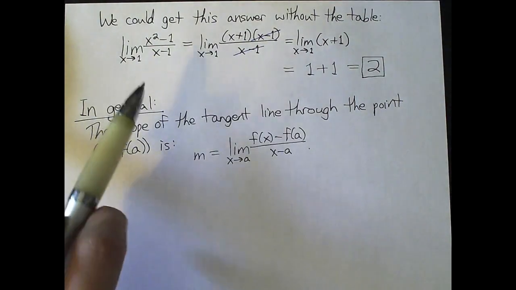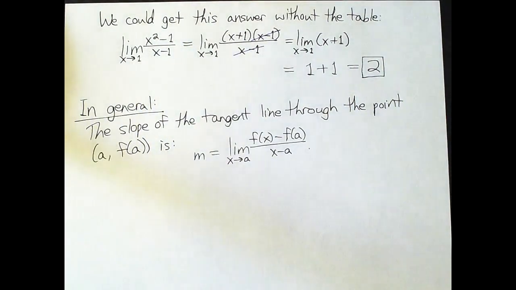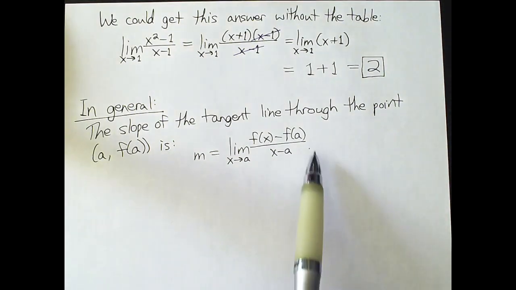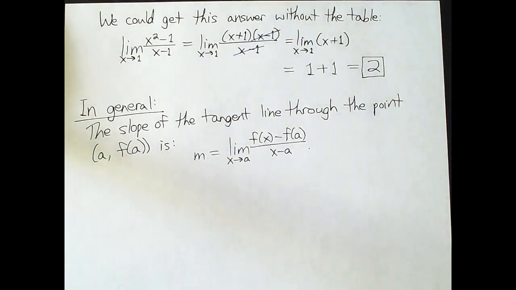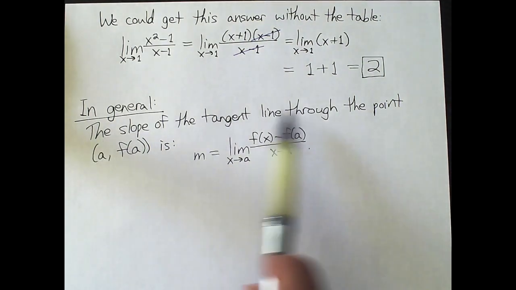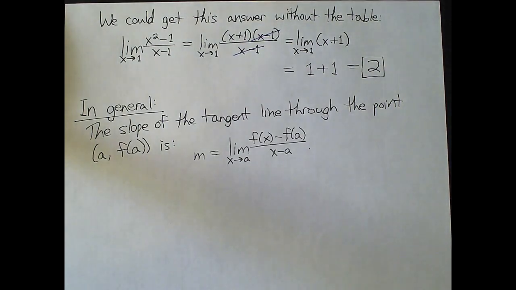This is basically how we got that x squared minus 1 and x minus 1. By the way, this sometimes might not exist. You know how the slope of a vertical line does not exist? So I'm talking about this slope kind of assuming that it does exist.